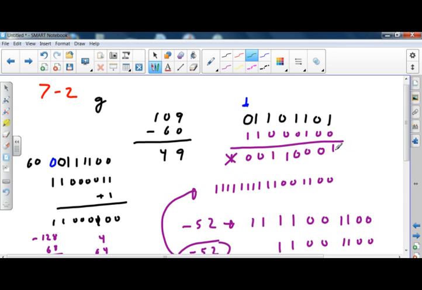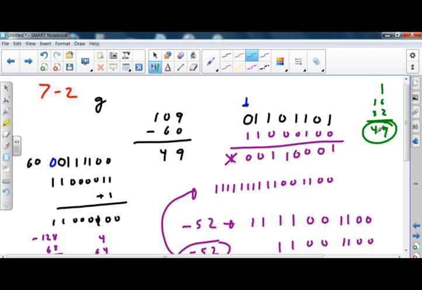All right, so what did I get? I got a 1, 2, 4, 8. I got a 16, and I got a 32, and I add them together, and I get 49. So that's how I subtract using 2's complement math. And that's why we don't put it in the problem set, because it might confuse somebody.